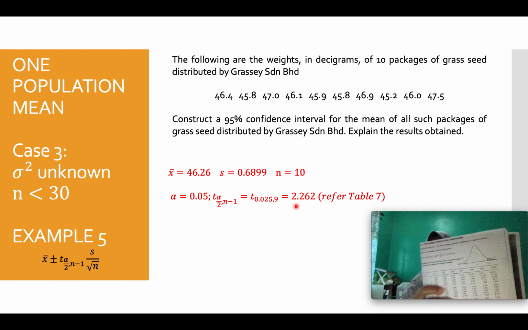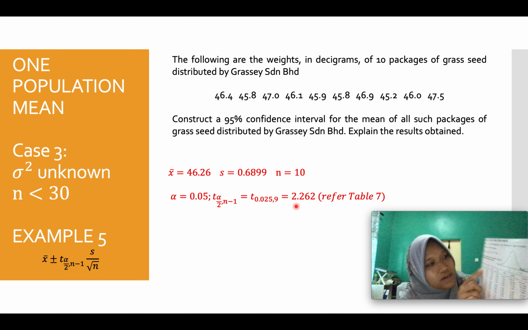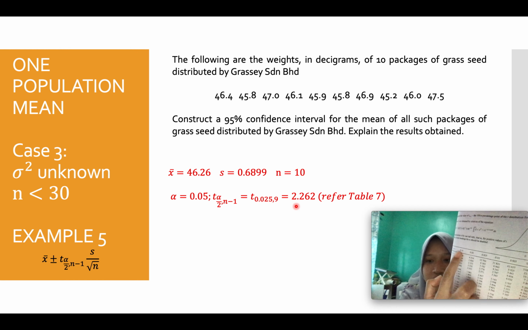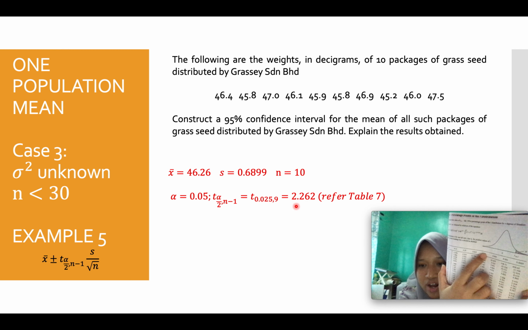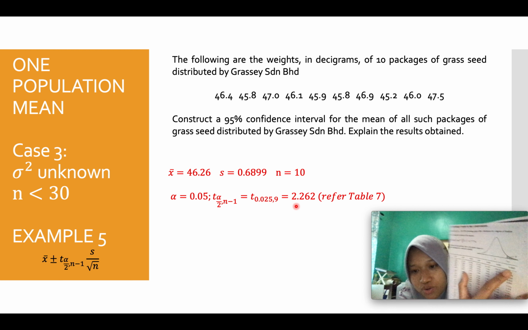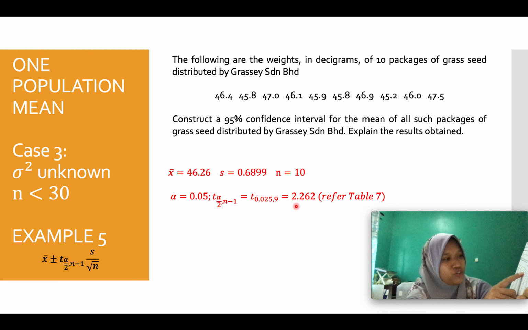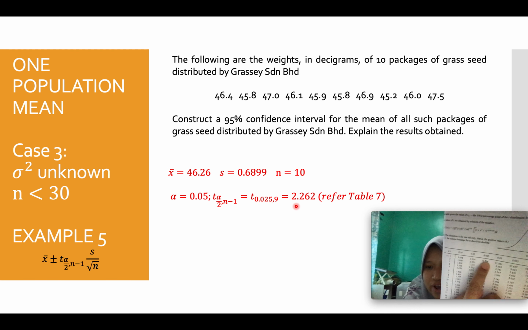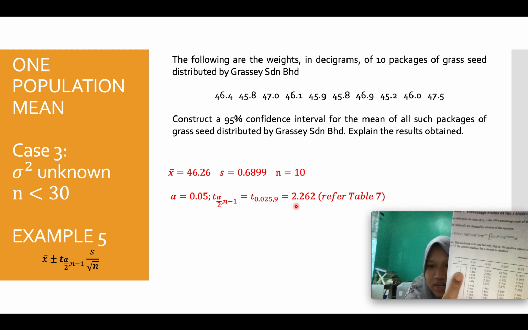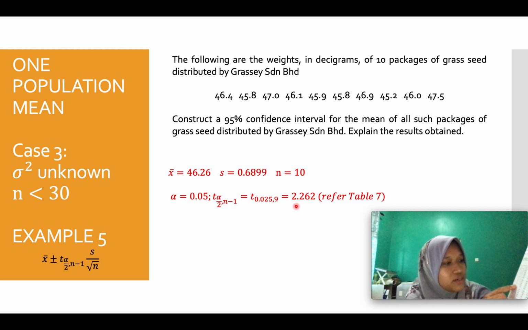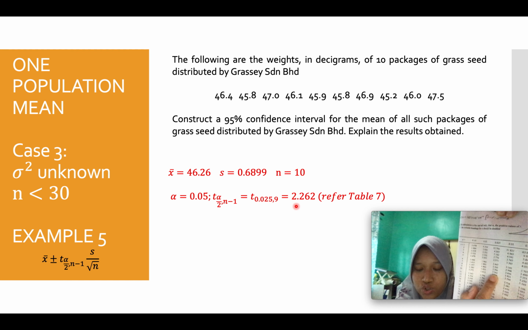So this is how the t table looks. The values at the top are our alpha. We have 0.1, 0.05, 0.025, and then 0.01 and so on. Now we want 0.025, so it is the third column. The n minus 1 is this one, the value v. So we want 9. So this one, 9 and 0.025. That's why I get 2.262.